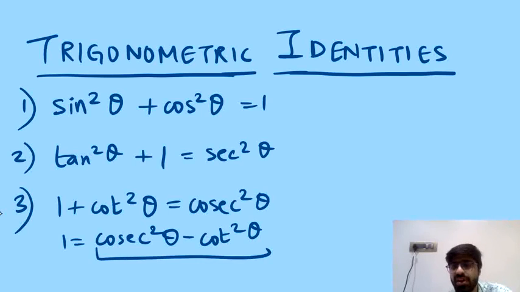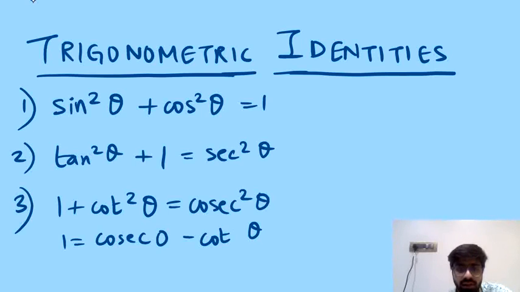This side is of the type a square minus b square, so we can write it as a plus b into a minus b. So we can write it as cosec theta plus cot theta into cosec theta minus cot theta.